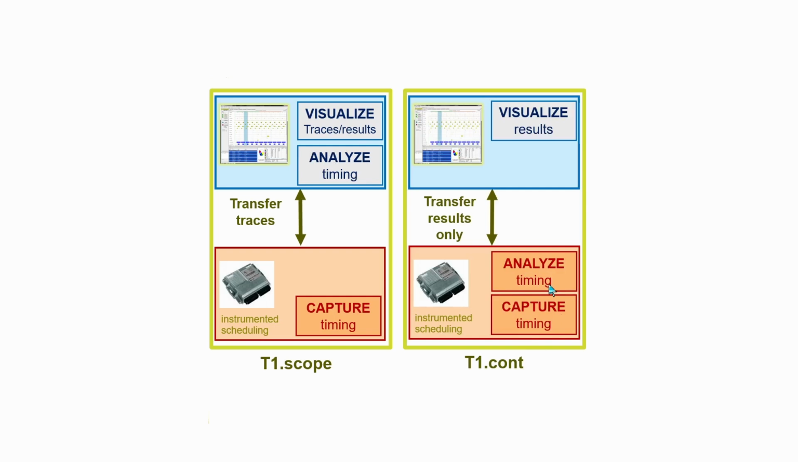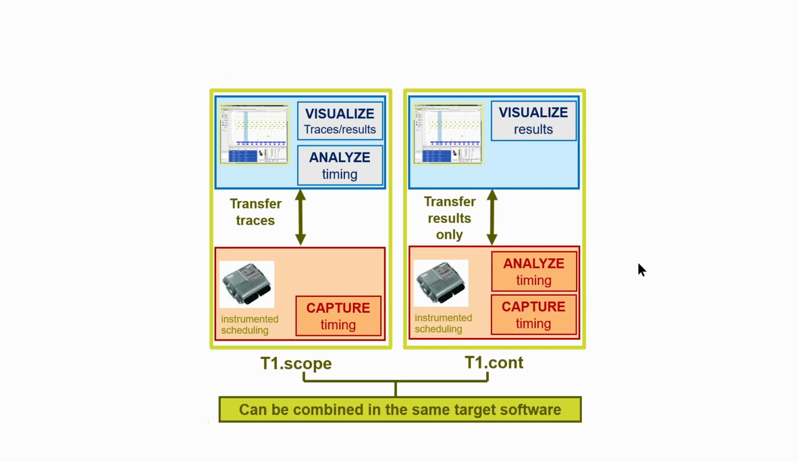T1.cont is also very simple. T1 analyzes the trace buffer on the ECU side, and then transfers the result of the analysis to the T1 host software side. This is the result of T1.cont that we see. From the application point of view, we can see that for T1.scope, the capture of the trace event happens on the ECU side, and then the visualization and analysis is done by the T1 host software.